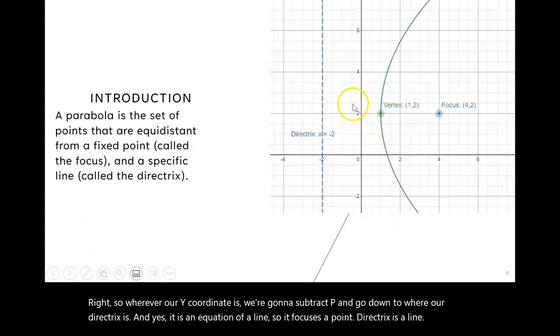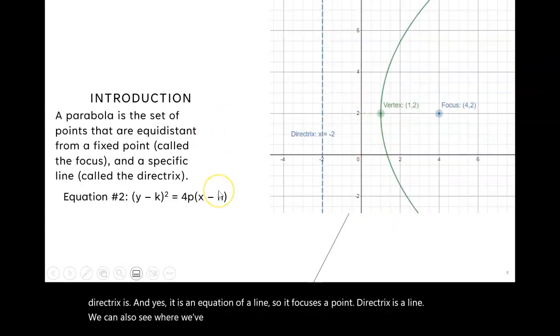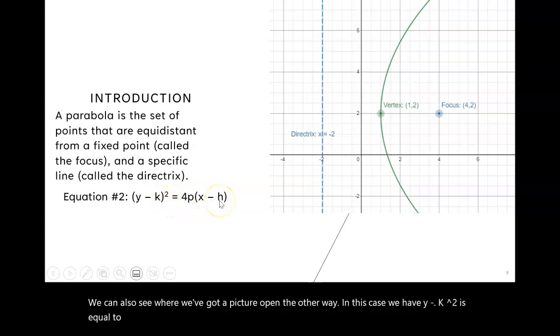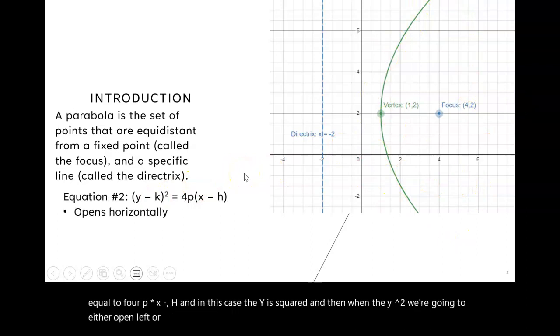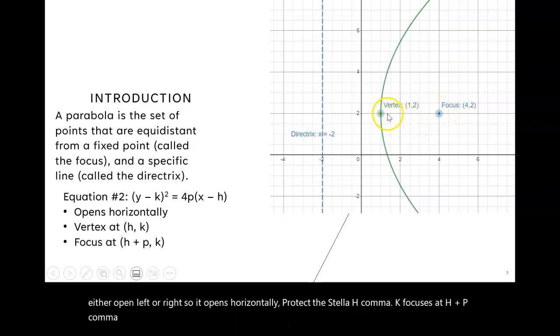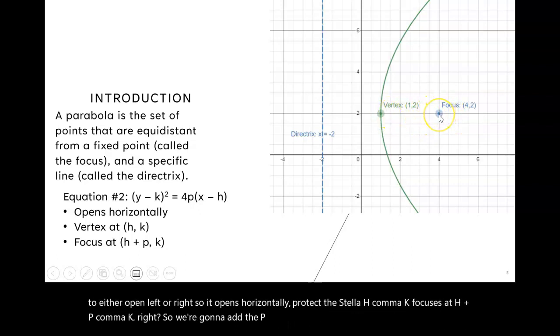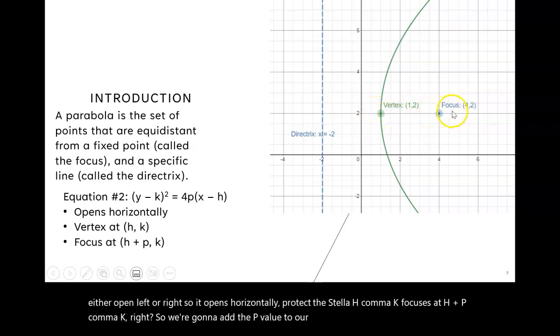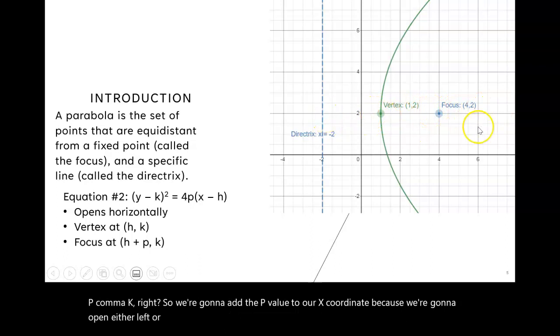We can also see where we've got a picture that opens the other way. In this case, we have y minus k squared is equal to 4p times x minus h. And in this case, the y is squared, and when the y is squared, we're going to either open left or right. So it opens horizontally. Vertex is still at h comma k. The focus is at h plus p comma k. So we're going to add the p-value to our x-coordinate because we're going to open either left or right, so it changes horizontally.